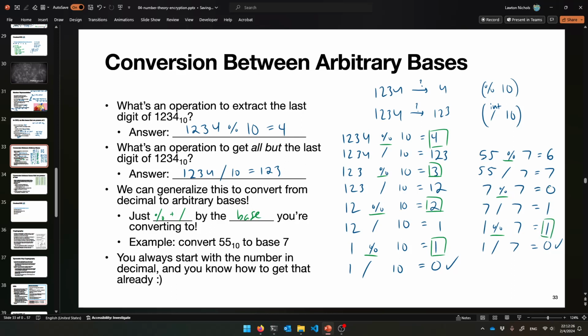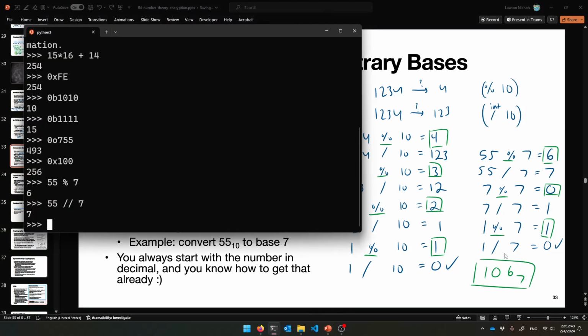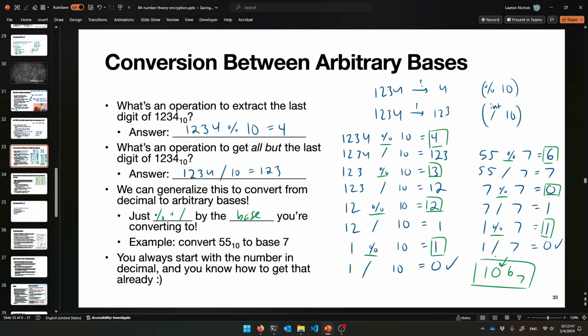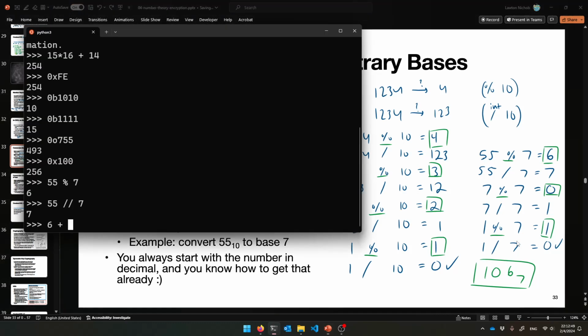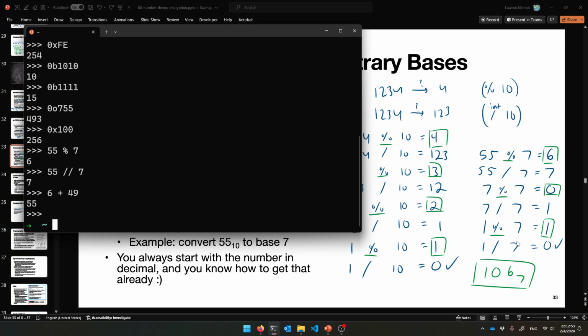All right, so I got a 1. The answer is 106. 106 in base 7 is the number 55. Does that make sense? And you can always check yourself, because this is 6 times 7 to the 0, so that's just 6 times 1, plus 0 times 7 to the first power, plus 1 times 7 squared. That's like the 49's place. That's 55.